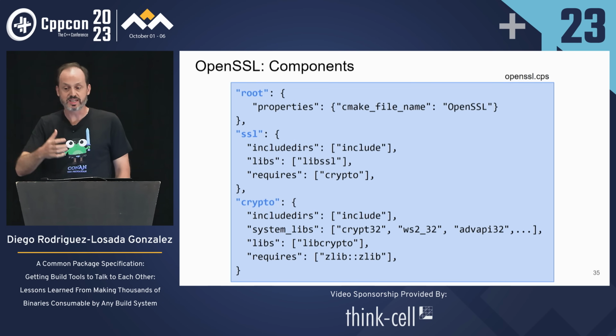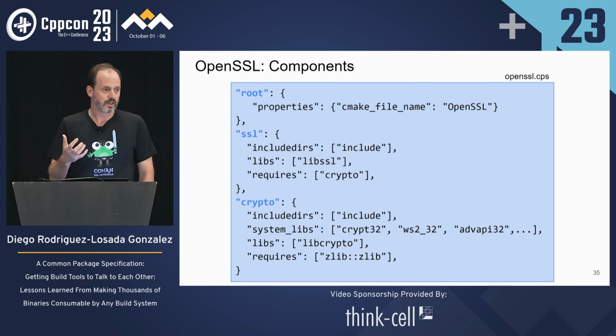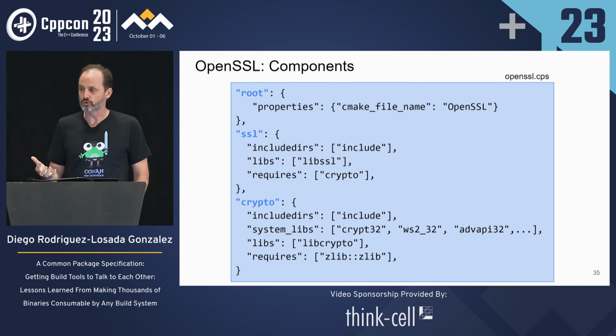We need the CPS to correctly model these components so they can be used effectively, they can be linked effectively by consumers. So CPS for OpenSSL could look something like this. And we will have different components. In this case, we will have the SSL component, and we will have the crypto component. And every component will specify its own fields. Every component can have its own include directories, its own library names, and so on.